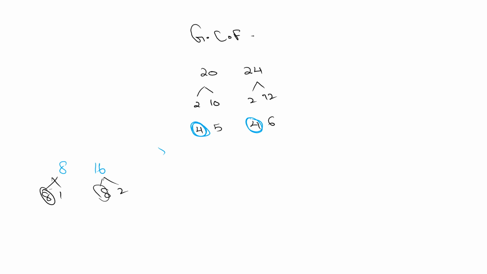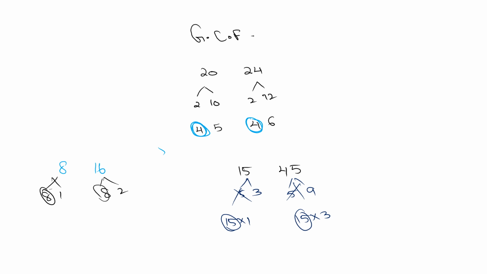Let's try another thing. 15 and 45. So 5 is common. 5 times 3 is 15 and 5 times 9 is 45. But can we have another number? Yes. 15 times 1 is 15 and 15 times 3 is 45. So my greatest factor is 15 rather than 5.